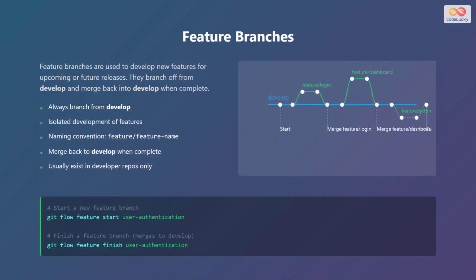Feature branches are used to develop new features for upcoming or future releases. They always branch from the develop branch, allowing for isolated development of individual features. The naming convention for these branches is typically feature/feature-name. Once a feature is complete, it is merged back into the develop branch. Feature branches usually exist only in developer repositories, ensuring a clean and organized central repository.